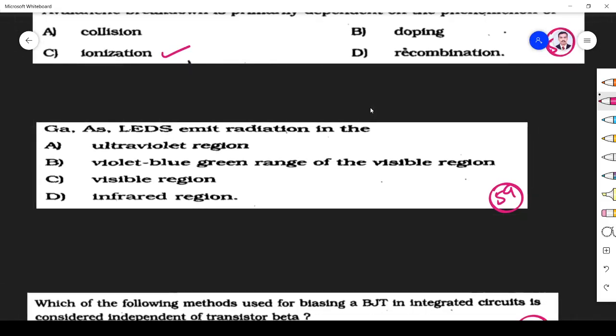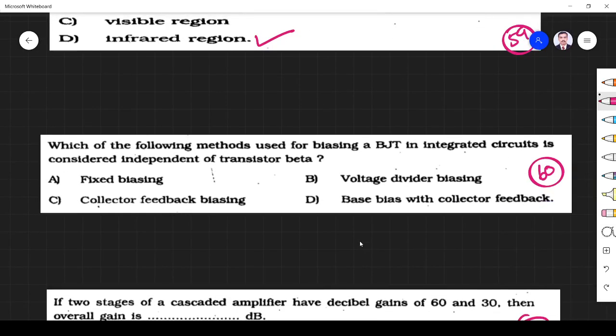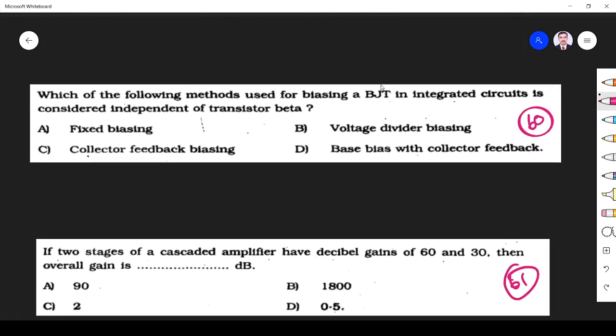You see the next question, gallium arsenide. Again they are asking gallium arsenide, not gallium phosphide. Gallium arsenide LED emits in the IR region. So this is a repeated question. Next one, which of the following methods is used for biasing a BJT in an integrated circuit? Right? So this one is voltage divider bias, very important, which is independent of the transistor beta, voltage divider biasing.